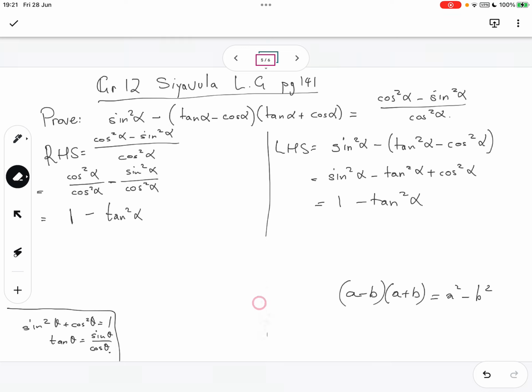Now right here, it seems we've reached the end of the line because our left-hand side and our right-hand side are equal. Therefore, we have proven that our trigonometric expressions are the same.